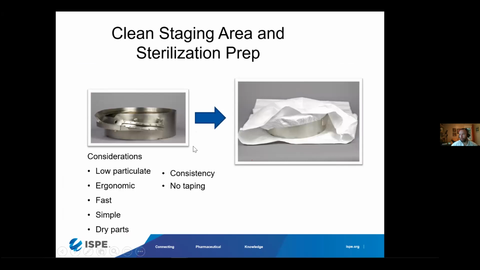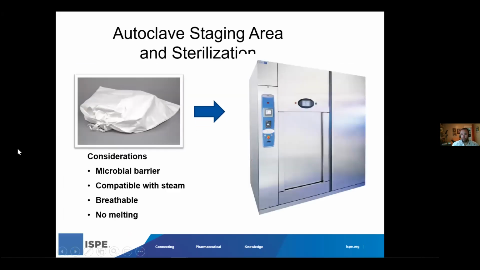A few of the attributes of the Tyvek-based materials: we have very low particulates during wrapping and unwrapping. We also have a better ergonomic situation for the operators. It's a faster, more reproducible method during wrapping and unwrapping. During the autoclave cycle, again, we're thinking about the improved microbial barrier properties in comparison to cellulose. Also, it's breathable, compatible with steam, and able to tolerate temperatures up to 127 degrees.